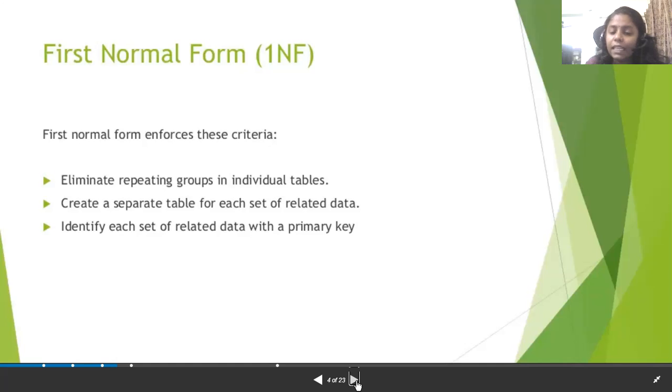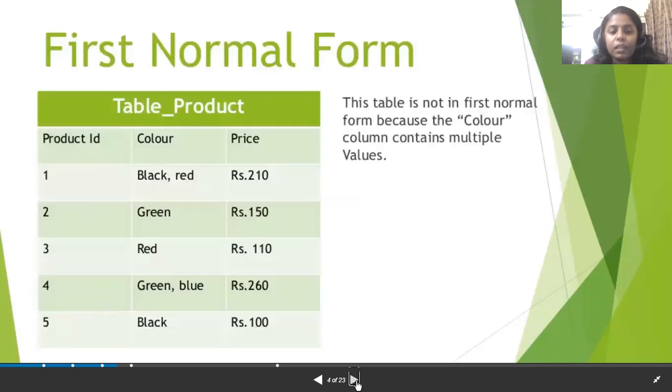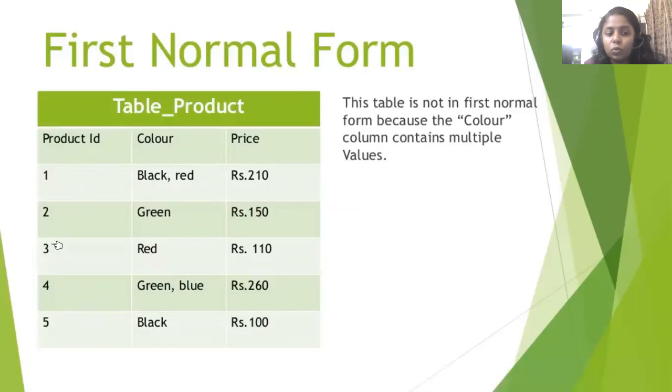So how can we do all these things? If a table is not in the first normal form, how can we make it into first normal form? This is one example. You can see that this is a table. The table name is product. It is a product table, and it has product ID, color, and price columns. The product ID values 1, 2, 3, 4, 5 are unique and atomic.